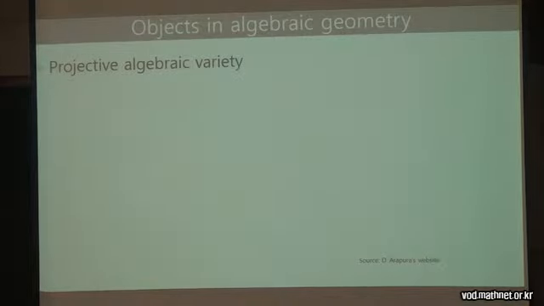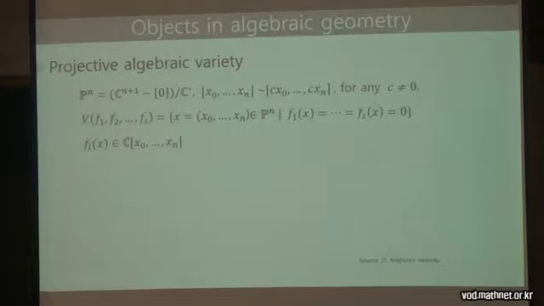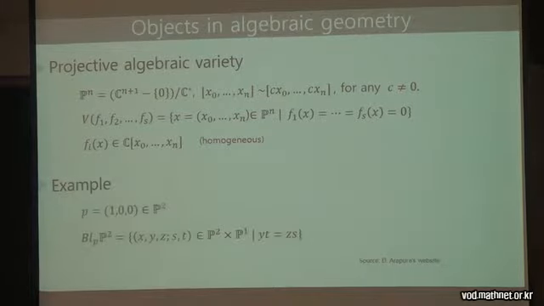And there are also projective varieties. You take the projective space and you take polynomials, but in this case you should take the polynomials to be homogeneous. An example is you take a point, and we call this the blow up of the projective plane at this point, and it's given by this single polynomial equation, homogeneous of degree 2.